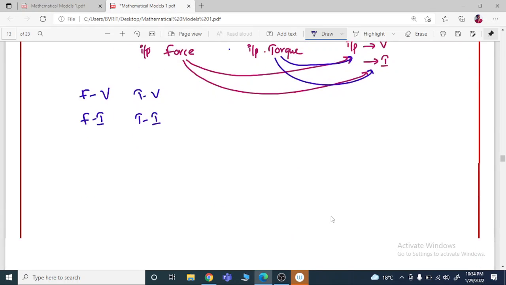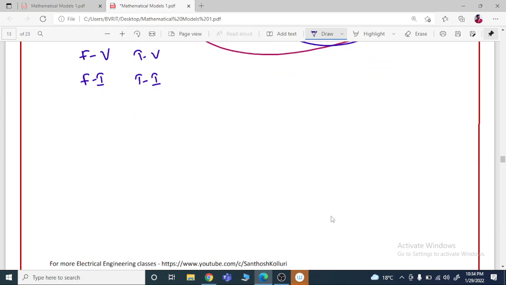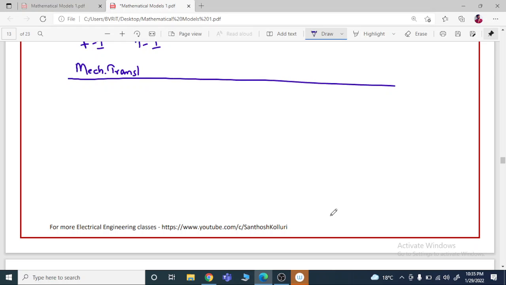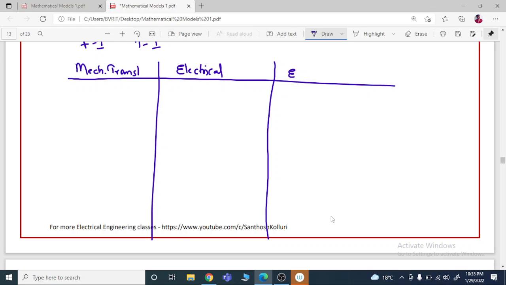So we'll make a tabular column, then we'll write all the parameters in mechanical translational systems, and we'll be comparing with respect to force voltage and force current analogous. Similarly, torque voltage and torque current analogous in case of mechanical rotational systems. So I am writing mechanical translational systems, and here I am writing electrical system, here also electrical system.